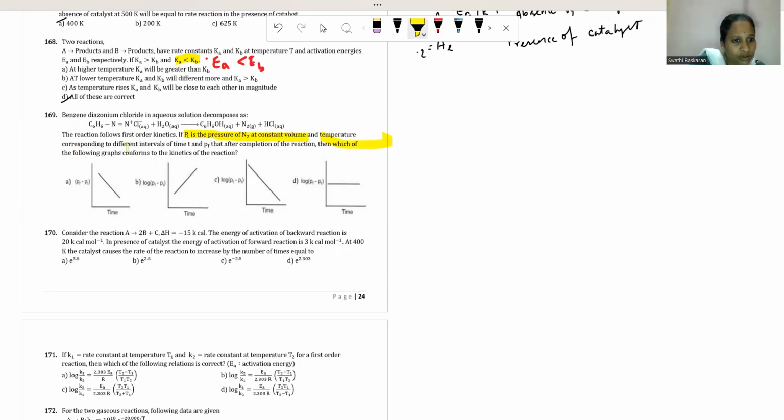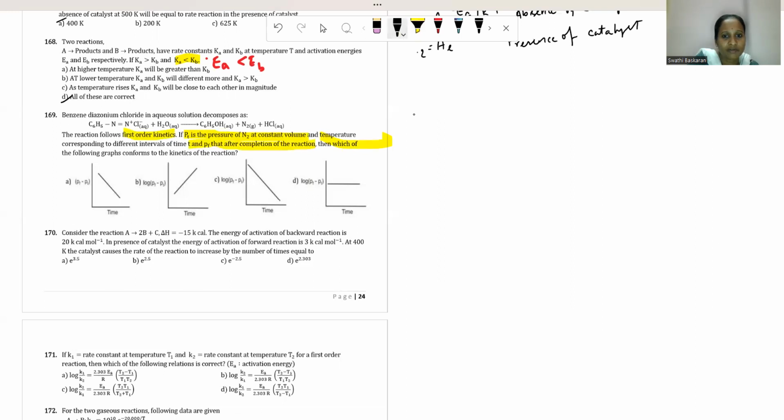Okay, what they are basically asking, the reaction follows first order kinetics. If Pt is the pressure of N2 at constant volume and temperature corresponding to different intervals of time t, and Pf after the completion of the reaction, that is the final pressure, Pf represents the final pressure. Then which of the following graphs conforms to the kinetics of the reaction? What hint have they given here? The hint is first order kinetics, and they are also giving two terms here, Pt and Pf. Now let us try to understand what this Pt and Pf are and what happens.